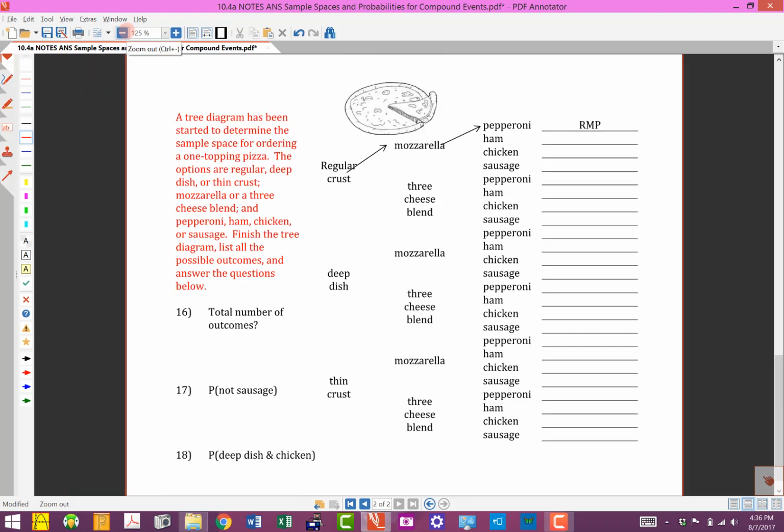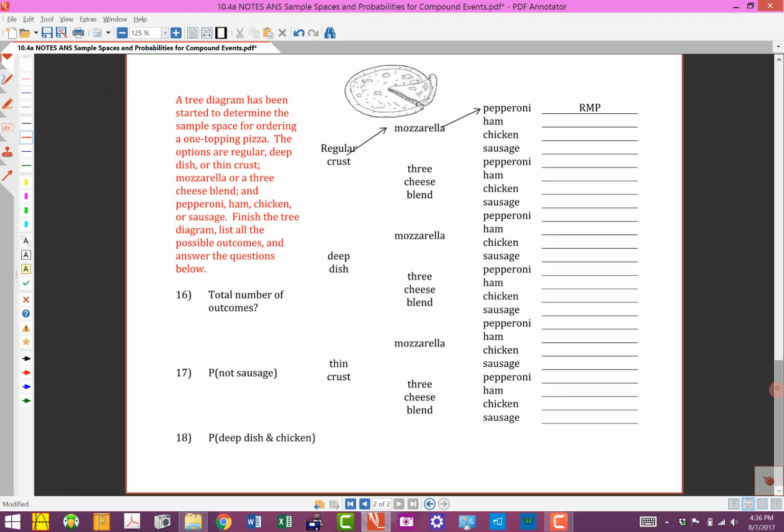So this is about a pizza. Now, this is pretty amazing that when you go to a restaurant and you have lots of choices, how many different combinations of choices you can have when you put these together. But here's the deal right here. So the tree diagram has been started to determine the sample space for ordering a 1-topping pizza.